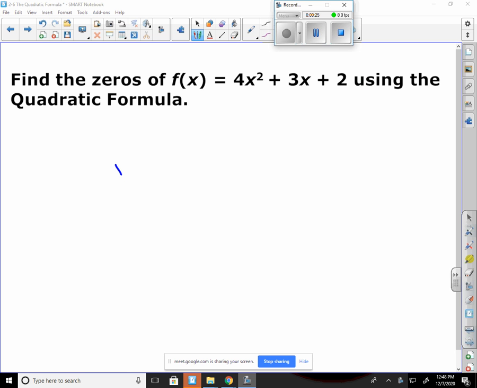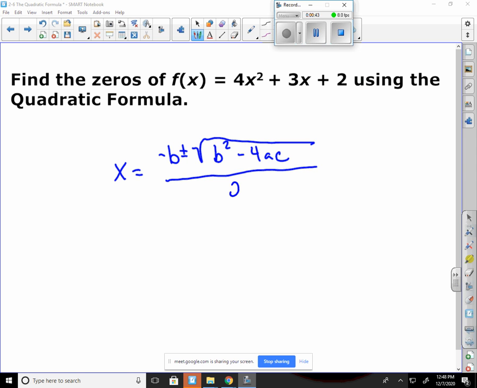So remember that whenever we're looking at the quadratic formula, it's x equals negative b plus or minus the square root of b squared minus 4ac, all over 2a. Our number in front of the x squared is a, the number in front of the x is b, and the number behind it or added on is c. Now we just plug in.